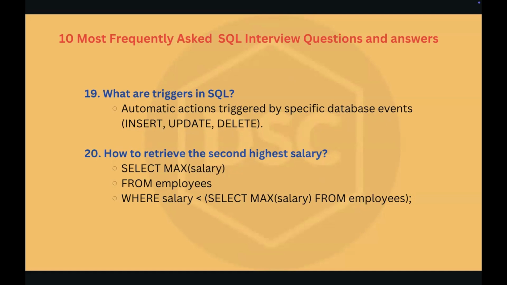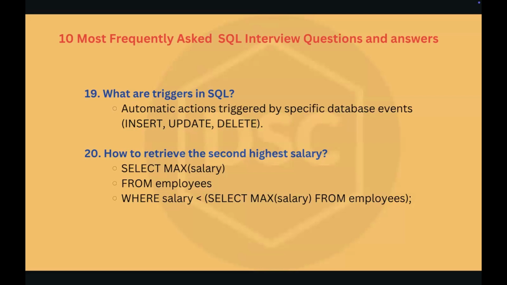Question number 20. This is one of the most asked interview questions. How to retrieve the second highest salary? We can simply write the query: select max salary from employees where salary less than, inside the bracket we need to write select max salary from employees.